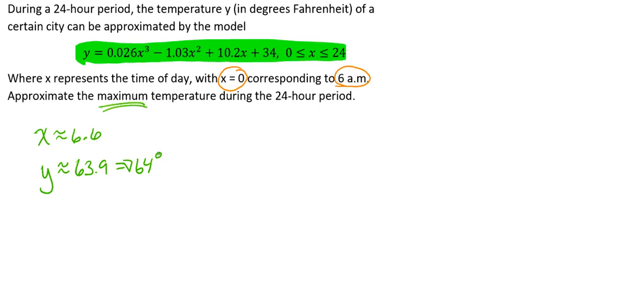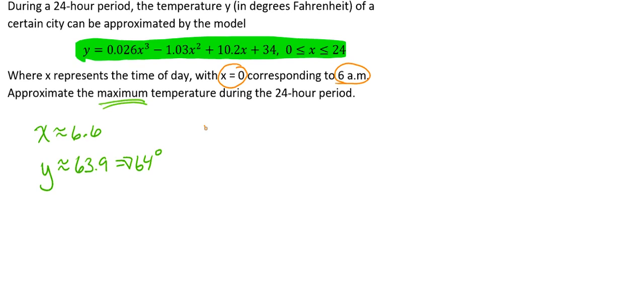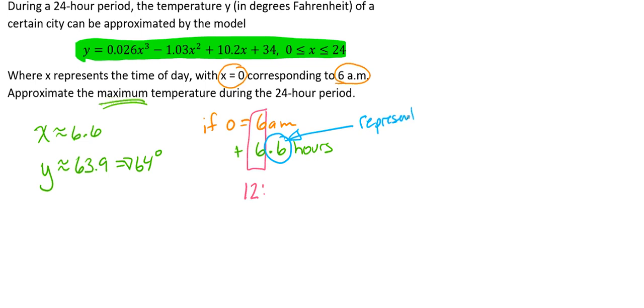So remember that x equals 0 was 6 a.m. So we need 6.6 hours past 6 a.m. So if 0 equals 6 a.m., then we're going to add 6.6 hours. Now, we know that if we take 6 a.m. and we add 6 hours to that, that's going to give us 12 o'clock. So this 0.6 is going to represent the minutes. So we need 0.6 of 1 hour. So we're going to multiply 0.6 by 60 minutes, because remember, we want it in minutes, and that's going to tell us 36. So 36 minutes.